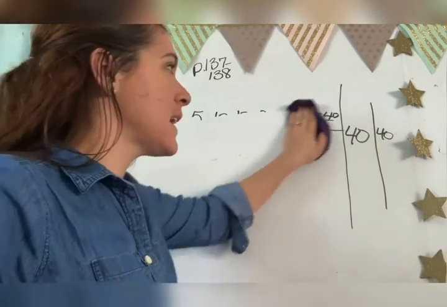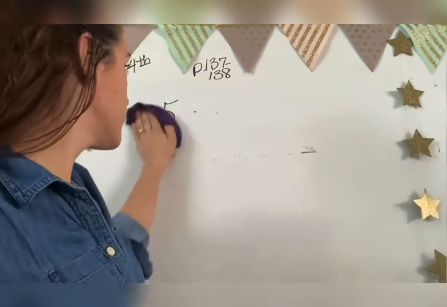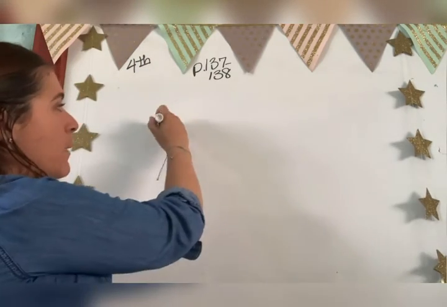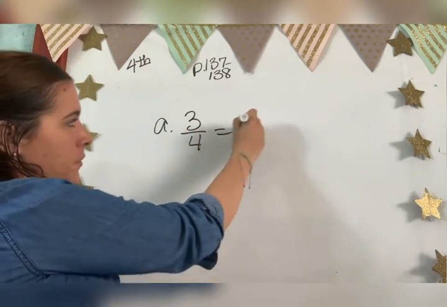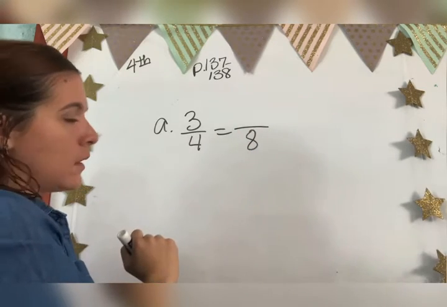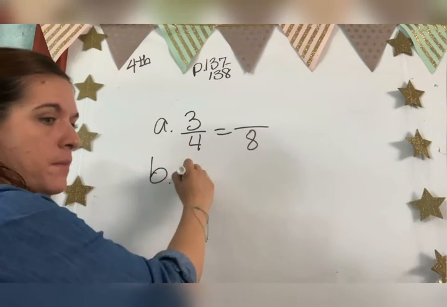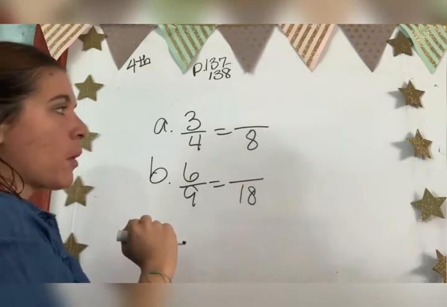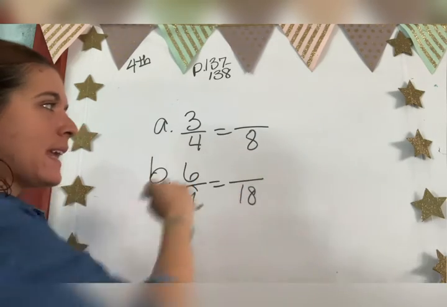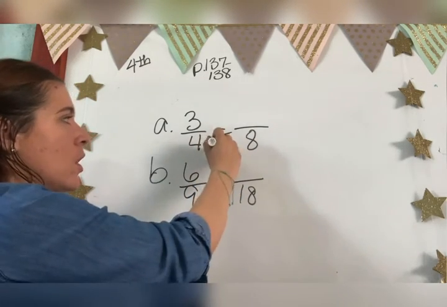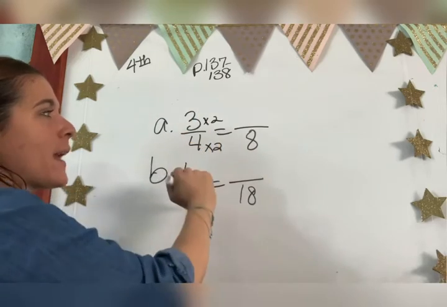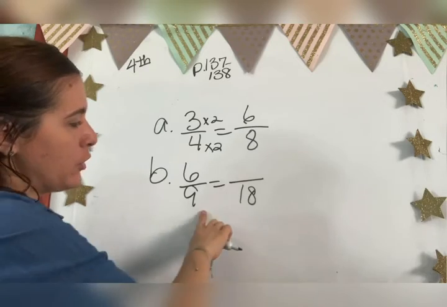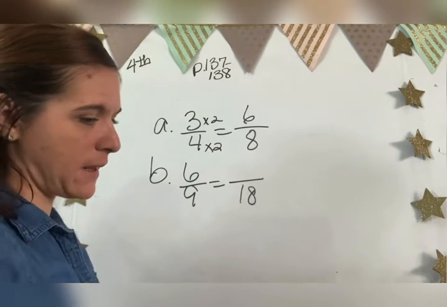Okay, look at number 3 on page 138. Letter A, I'm just going to remind you how to do this, okay? We'll do A and B. You're looking for the number up here. Remember what we do. 4 times what equals 8, Keanu? 2. So 3 times 2 equals what, Keanu? 6. And there's your answer. Do this one by yourself, you guys, and then we're going to see if you understand it.